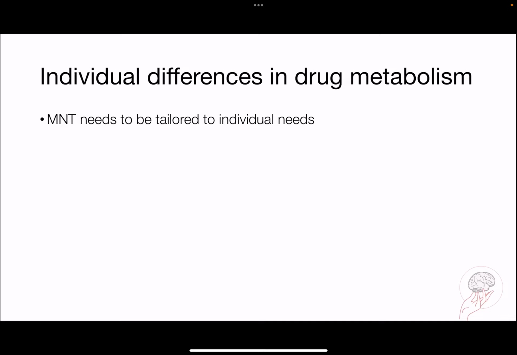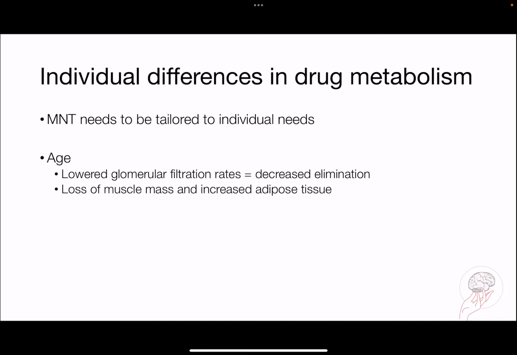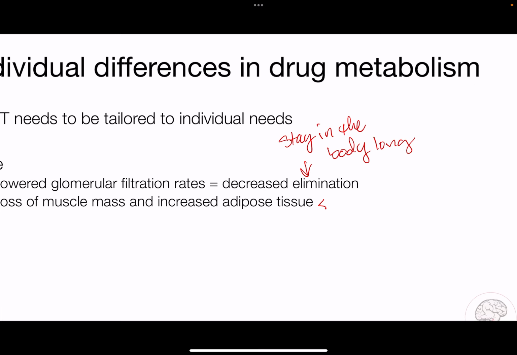So something of note is the individual differences in drug metabolism. Medical nutrition therapy needs to be tailored to each individual. So things to consider are age. Often as we age, glomerular filtration rates decrease. So we don't eliminate drugs as fast. So they'll stay in the system longer. Additionally, we see loss of muscle mass with age and an increase in adipose tissue.